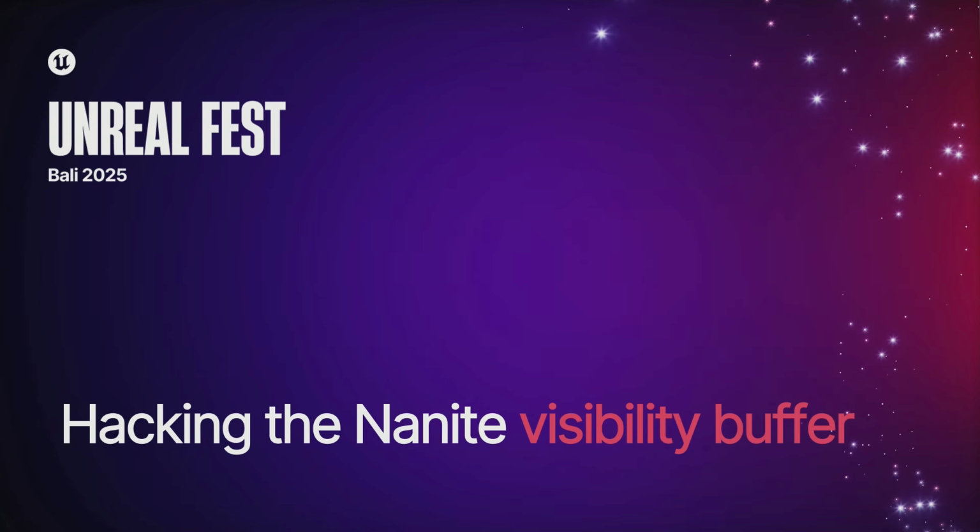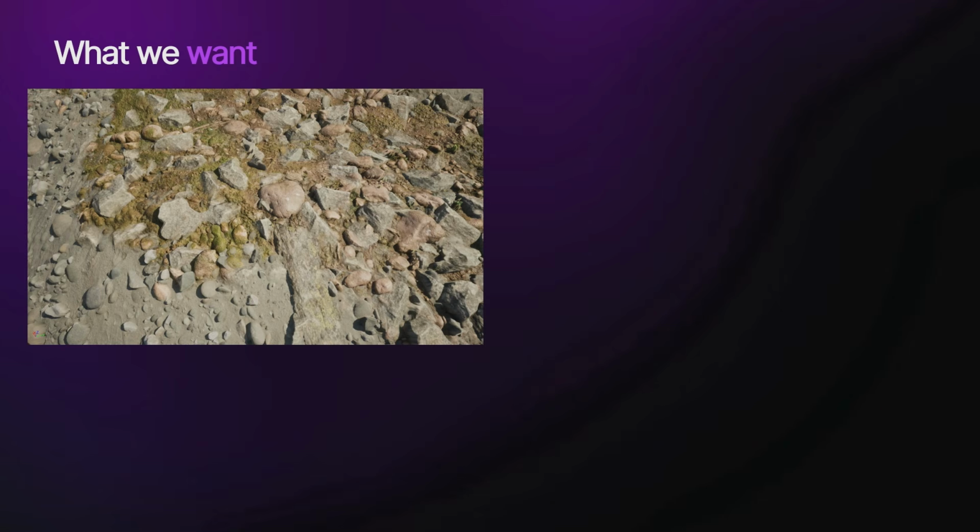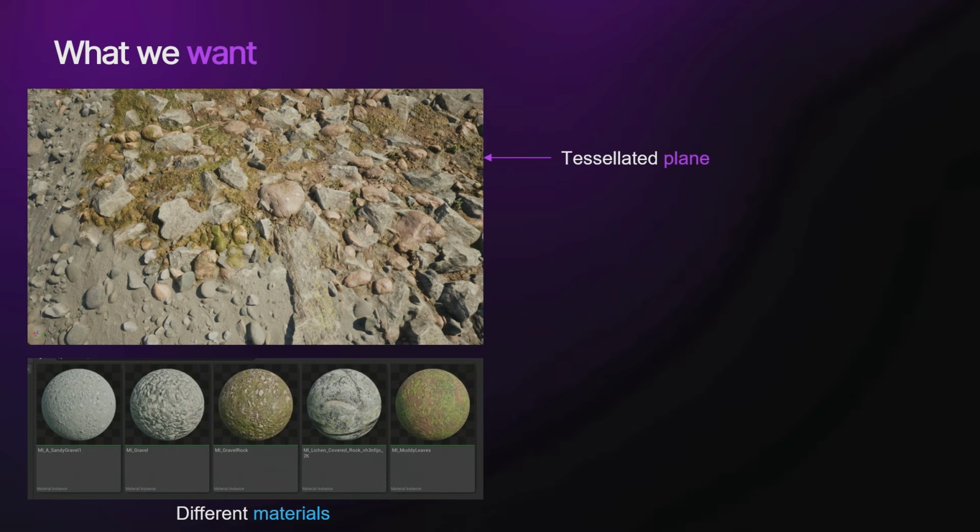The last part that I'm going to cover today is how to hack the Nanite vis buffer in Unreal. So what we want to make today is something like this. This is just a tessellated plane, so we have very few vertices on screen, and Nanite tessellation is handling a bunch of the heavy lifting. And we are then rendering different materials on a per pixel basis. So we have some sand over there, some rocks over there, some lichen over there, some other type of rock, and then some moss. So these are fully different material graphs rendered on a per pixel basis.